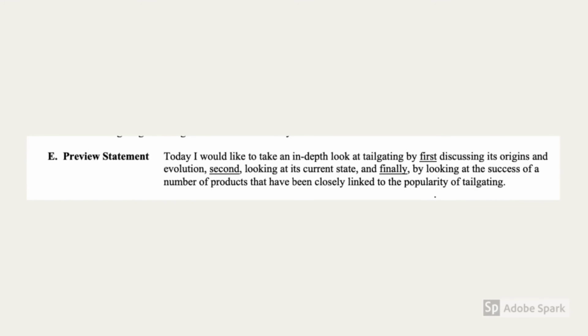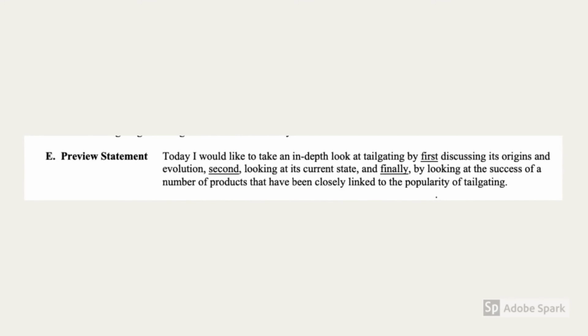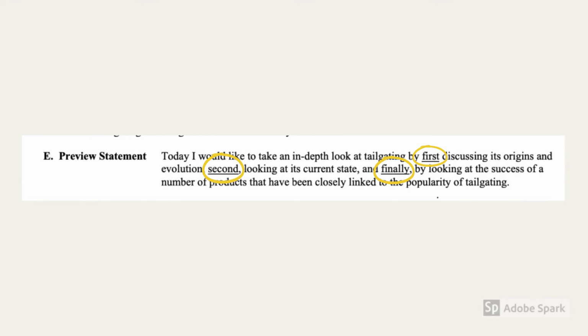As you've likely already learned, at the end of the introduction, you tell your audience what your main points are going to be. This is telling your audience what you're going to tell them. Notice in this preview statement, I underlined the signposts: 1st, 2nd, and finally. This helps your audience to understand what the 3 main points of the speech are going to be.